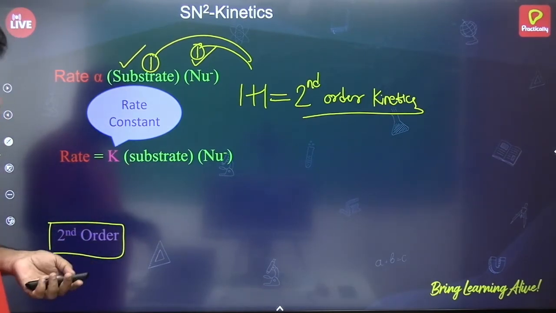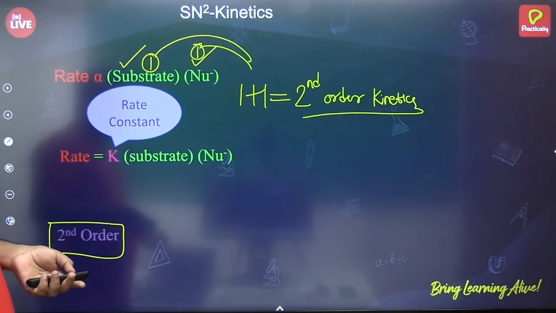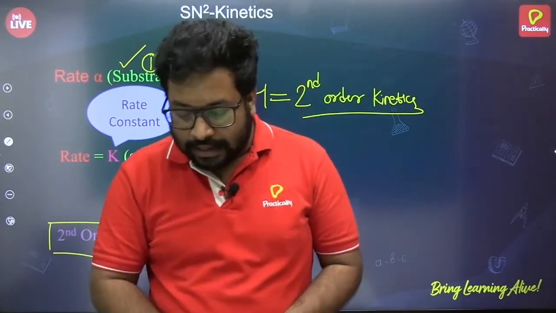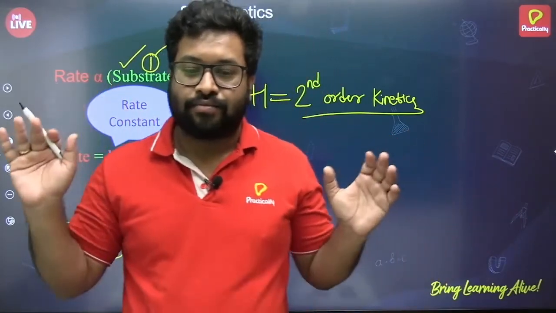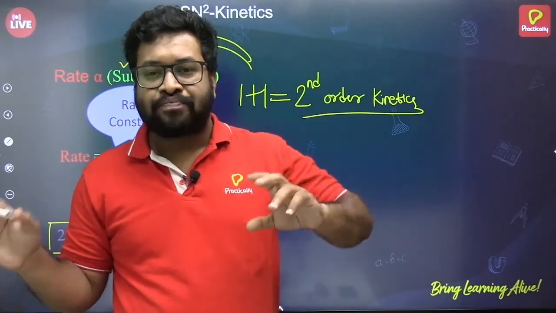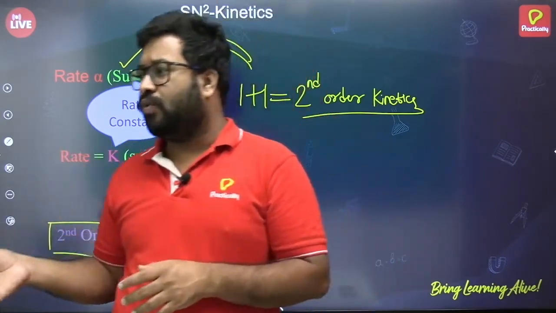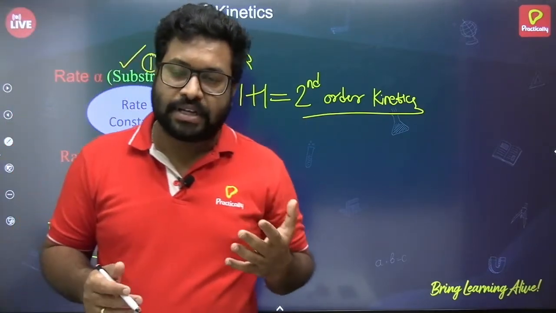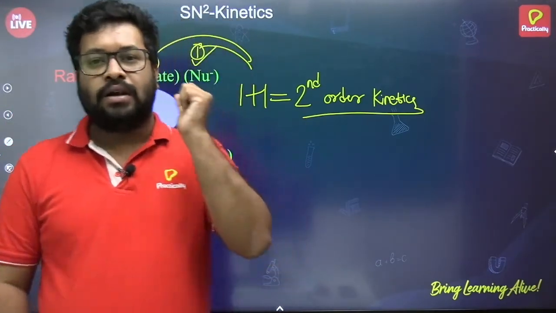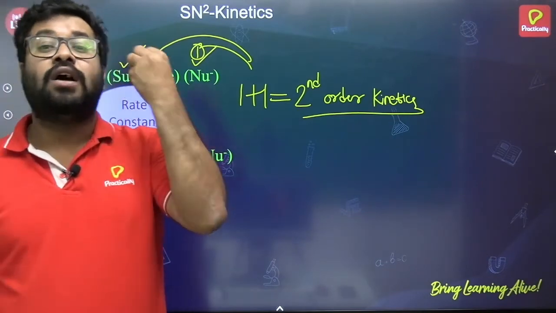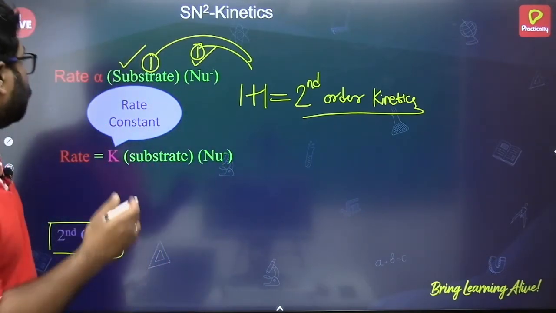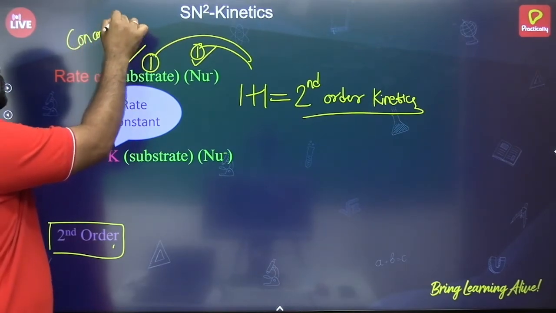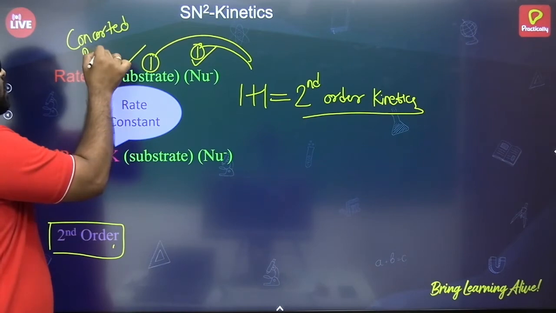Now the question is why it's a second order reaction. So you need to understand that SN2 reaction happens in a single go. There are two mechanisms here, SN2 and SN1. SN1 happens in two processes, whereas SN2 happens in a single process. There's only a single process here. It is also called the concerted process. Concerted process means what?